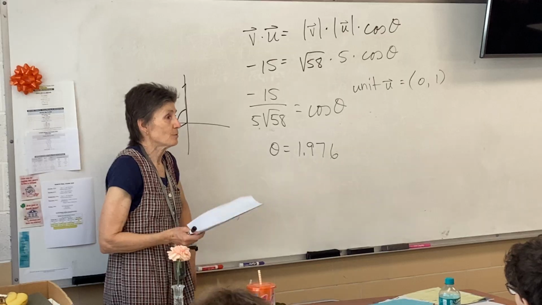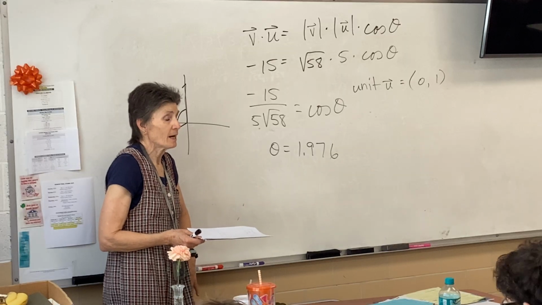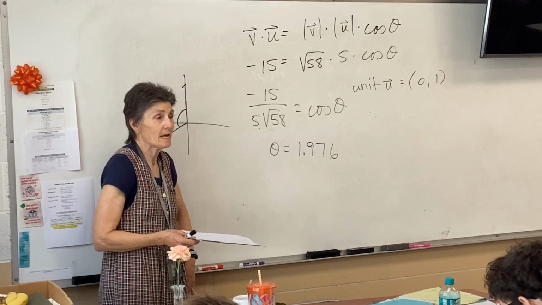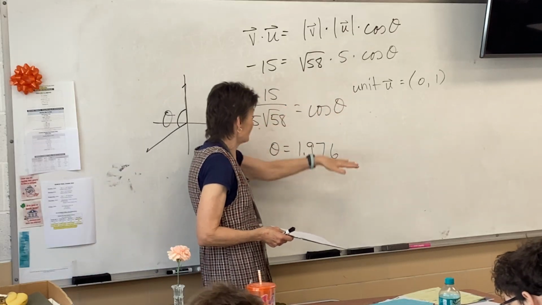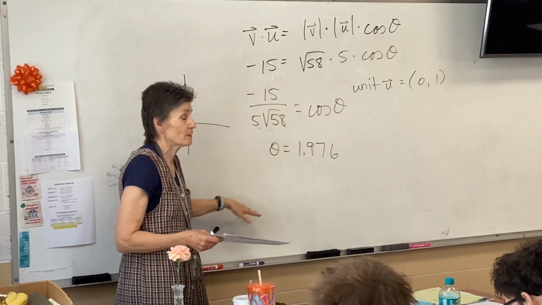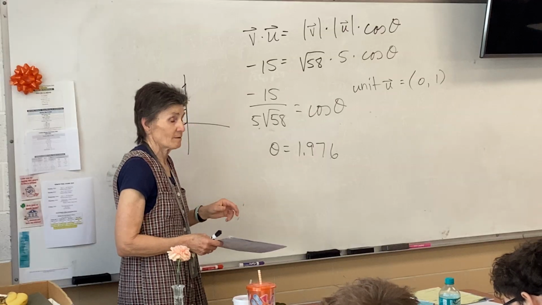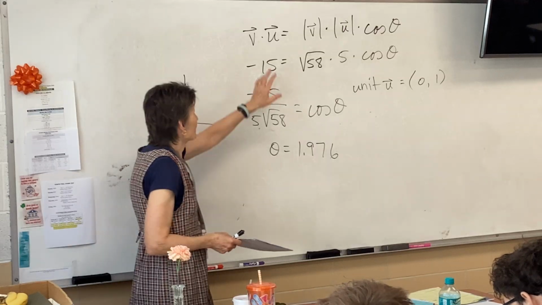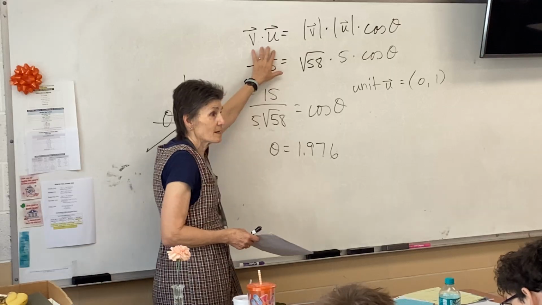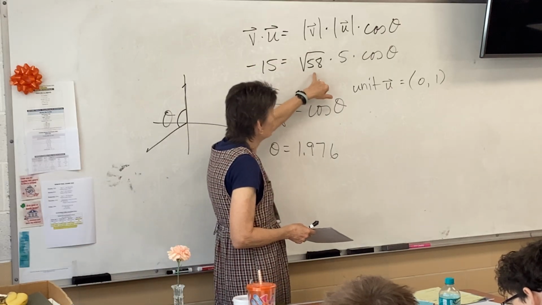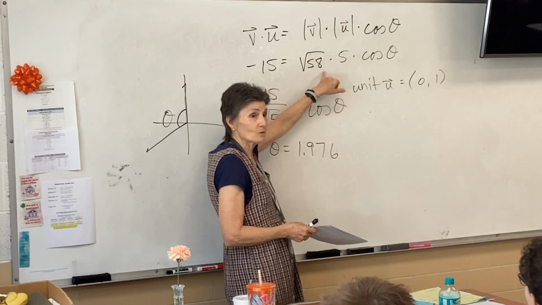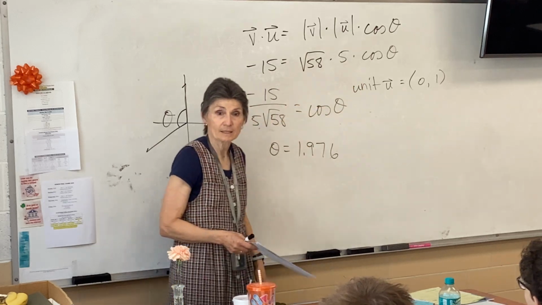So make a little notation. You can find the measure between any two vectors if you know the coordinates of the vectors, like we did, -7, -3, 0, 5. If you know the coordinates of the vectors, you can do it in a snap. Find the dot product, x times x, y times y, add them up, and set that equal to the magnitude of the first times the magnitude of the second times cosine.